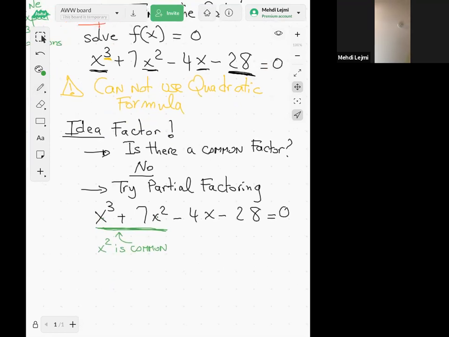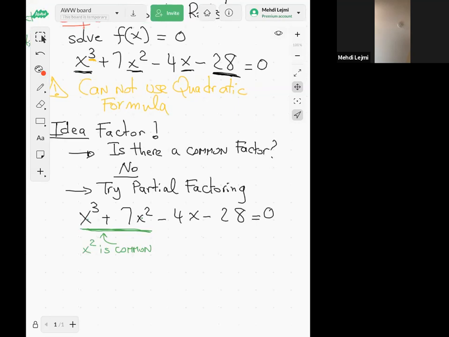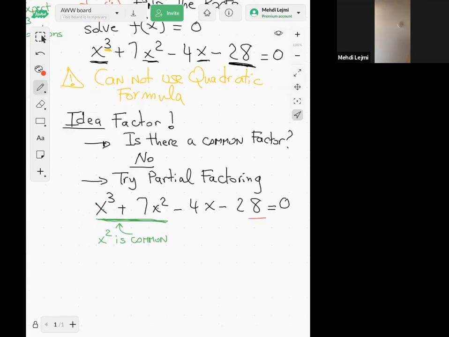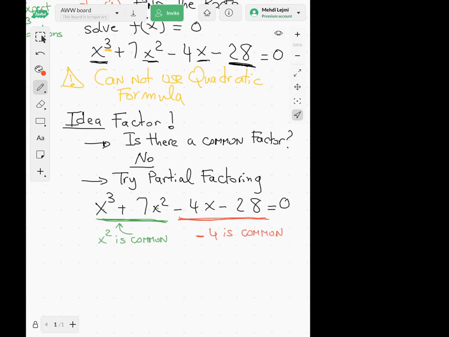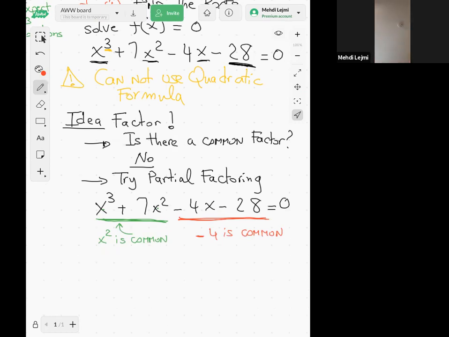Now, the other two terms, the minus 4x minus 28. So what would be a common factor here? I have minus 4x minus 28. Obviously, x is not. Yes, Leah, absolutely. So 4 or minus 4 is a common factor because 28 is divisible by 4, right? 28 is 7 times 4. So 4 is a common factor. Okay, so let's factor out.